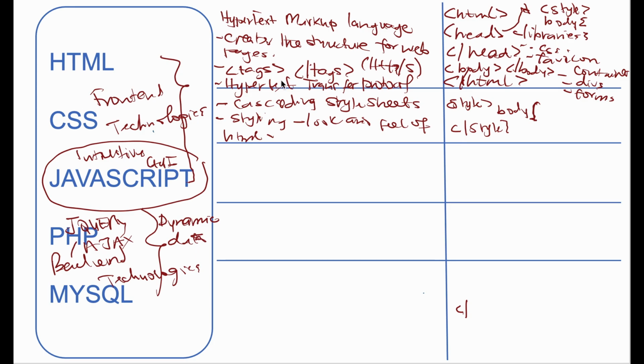The first thing you do, you open a style tag. This is an HTML tag called style. And then you come here and you highlight the section you want. There is a body section. And then you open the curly brackets. Let's open them here and close them.